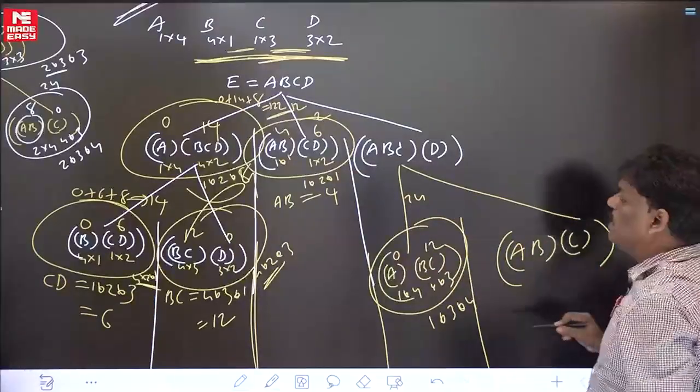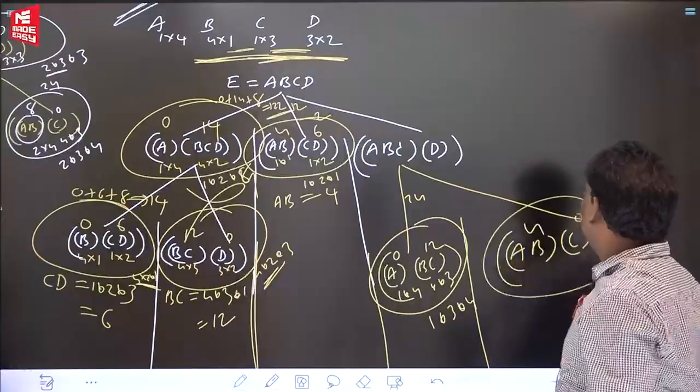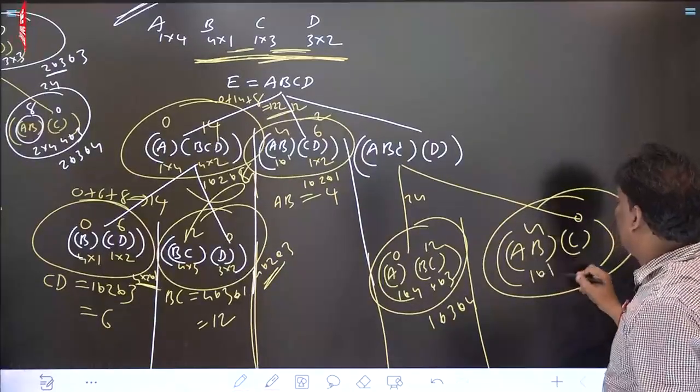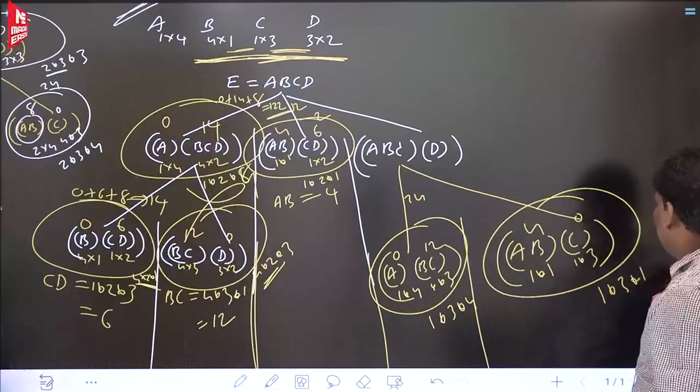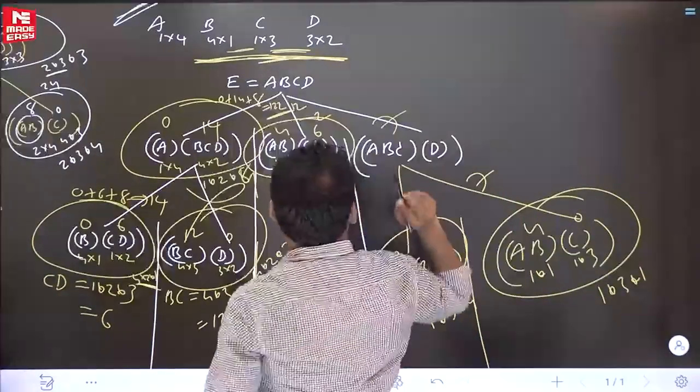Let's come here. What is the AB? Already we done. AB, 4. C, 0. Let's see the combined. What is the AB size? 1 by 1. What is the C size? 1 by 3. Overall, 1 by 3 into 1. What is the answer? 3. So 4 plus 3, 7. I think 7 is better.